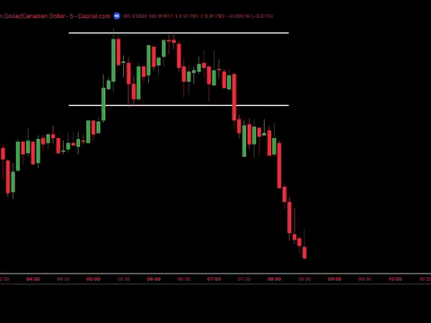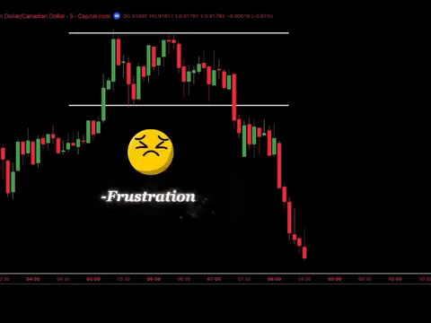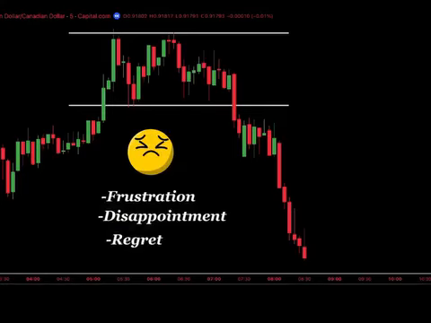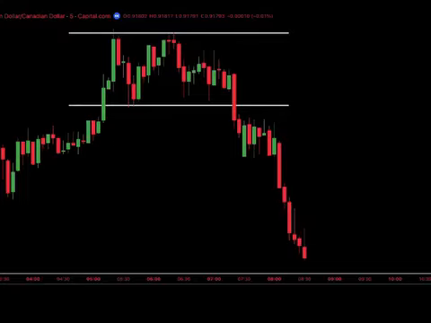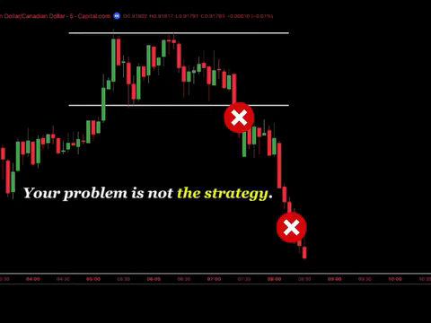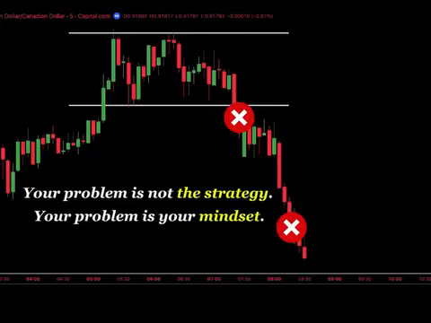At this moment, most traders feel frustration, disappointment, regret. They think, I missed a big move, I should have entered at the breakout. And this is where the biggest mistake happens. Most traders then start chasing the market, enter too late, break their rules, and end up losing money. Your problem is not the strategy. Your problem is your mindset.